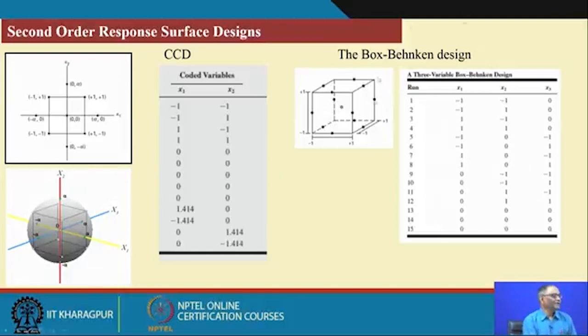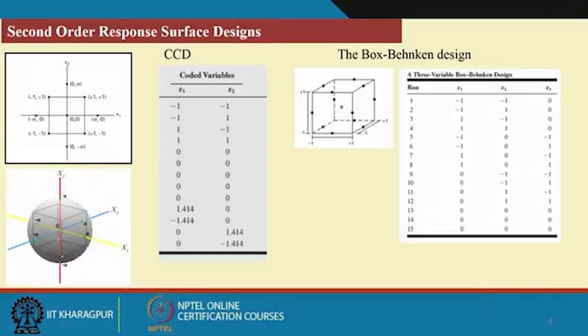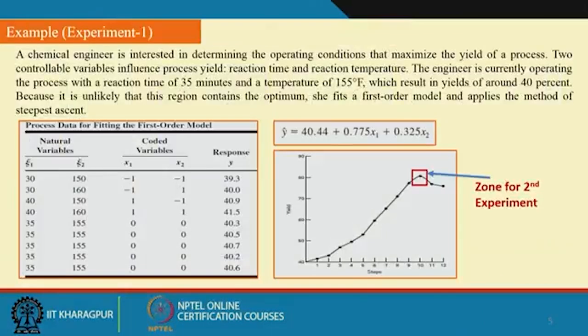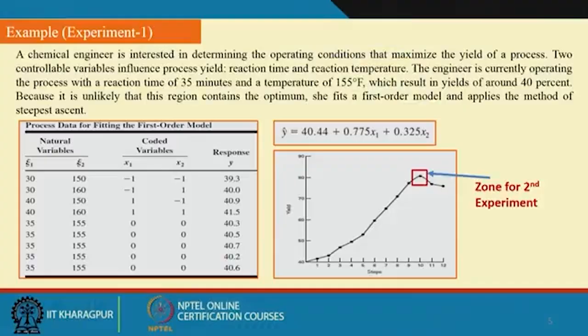In case of a 3 factor case, you may go for the Box-Behnken design, which we also discussed in the last class. For the time being, we will use the central composite design and bring the same example that we discussed in the last lecture when we were dealing with first order response surface. So, let me repeat, a chemical engineer is interested in determining the operating conditions that maximize the yield of a process.